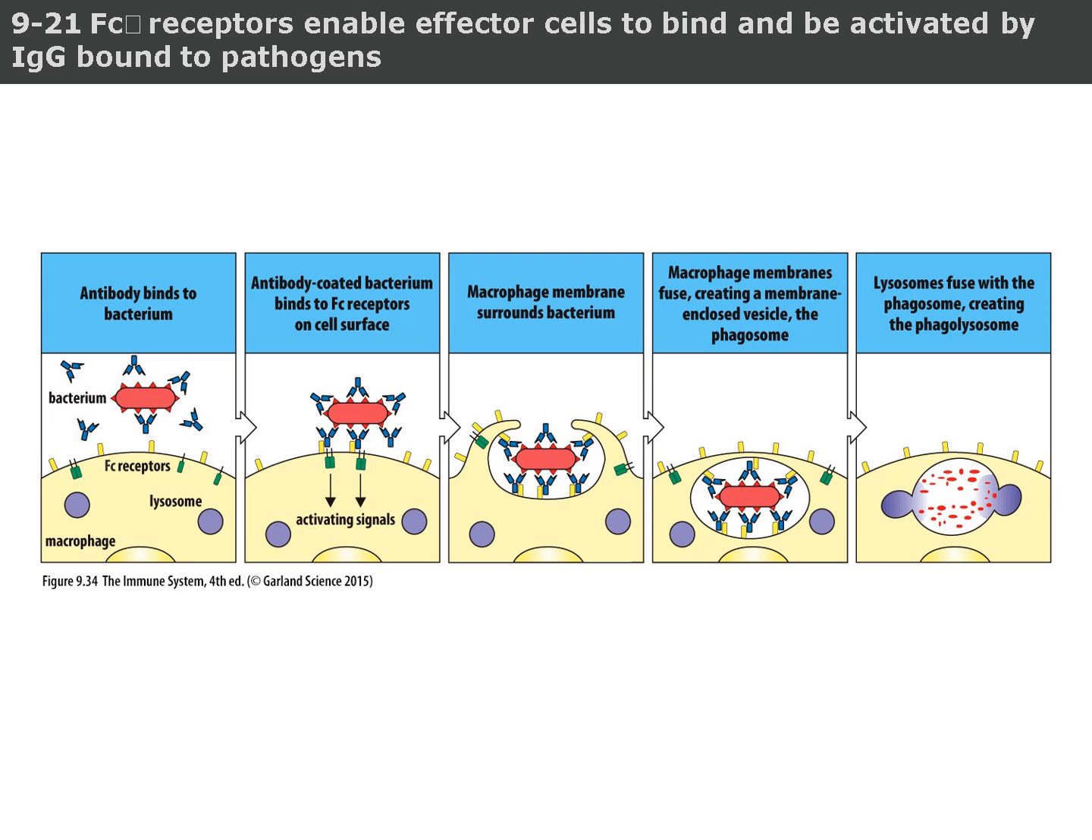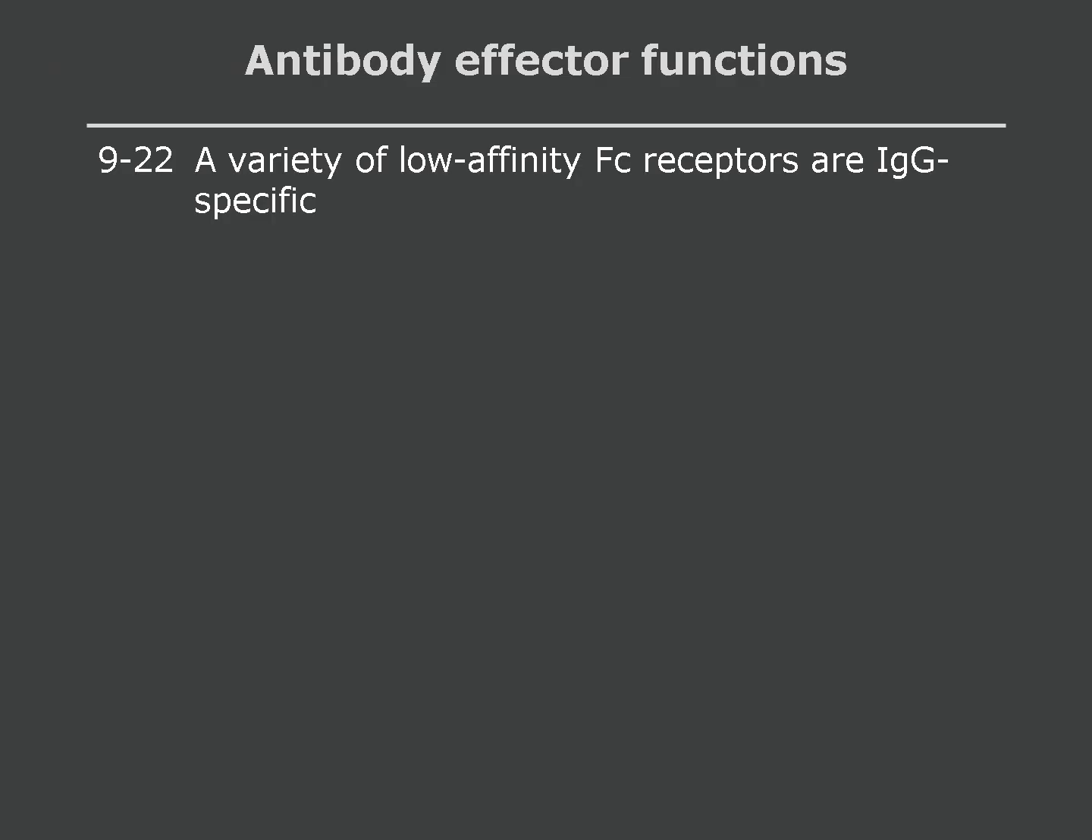The cell then extends its membrane around the bacteria, forming a phagocytic cup. The membranes fuse, creating an internal vesicle called a phagosome. In the last step, the phagosome fuses with a lysosome, forming a phagolysosome, where digestive enzymes and reactive species kill and degrade the pathogen. This process, called antibody-dependent phagocytosis, links the adaptive immune response, via antibodies, to the innate effector functions of professional phagocytes. A variety of low-affinity Fc receptors are IgE-specific.